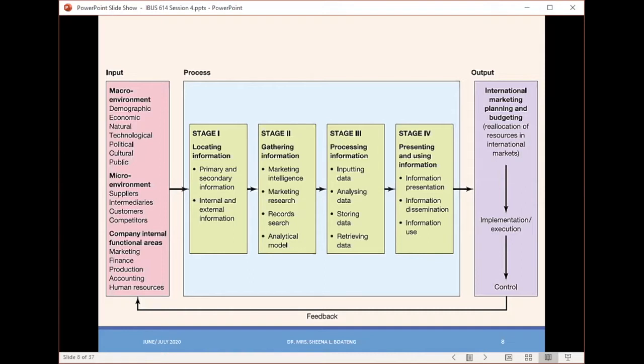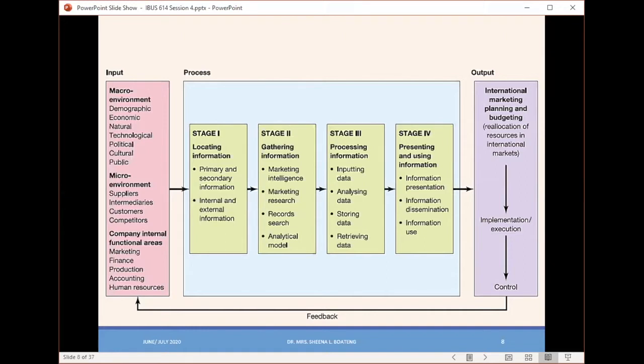Now, once we gather this information, we go through the process of making use of this information. And the process proceeds in 4 stages. The first stage is actually locating the information. And in locating the information, we can come across 2 main types of information. One being primary information and the other secondary information. Primary information being information that was gathered for the specific purposes or for the specific reason that we needed. And secondary information is information that was gathered for other purposes, but perchance are relevant to the decisions that we are looking to take at the moment.